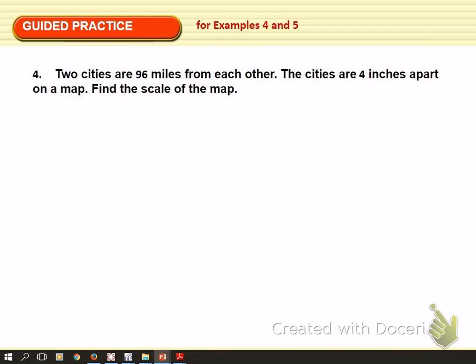Now, that's different than trying to find the scale of a map. So that's what your next example is all about. Two cities are 96 miles from each other, and they're 4 inches apart on a map. What's the scale of the map? Here, we don't actually want to convert to get to the same units. I'm not trying to find out how many times longer the actual distance is from the map distance. I just want to know the scale of the map. How many miles corresponds to 1 inch on the map? So I want to keep the units exactly the way they are, but I'm still going to write this as a ratio and then simplify it down as much as I can.